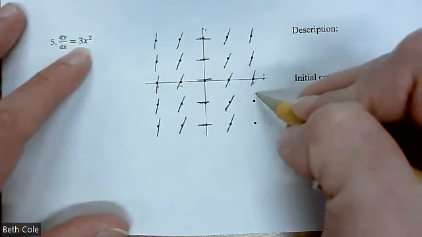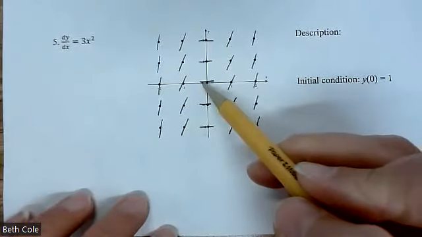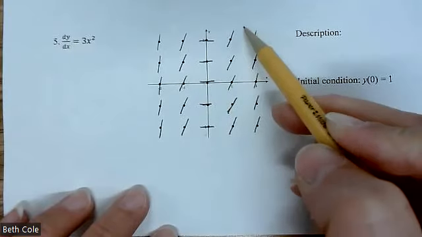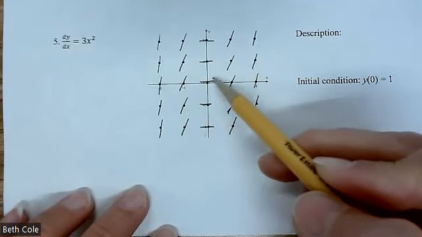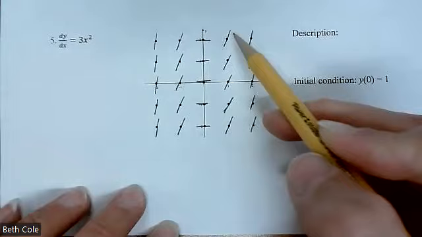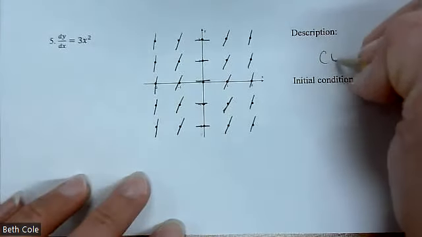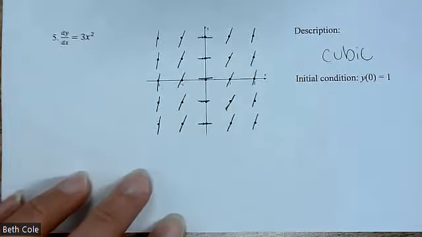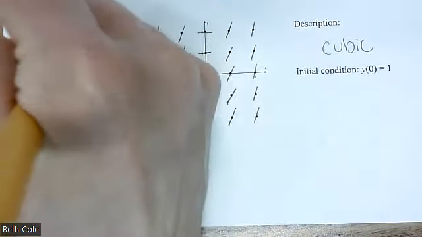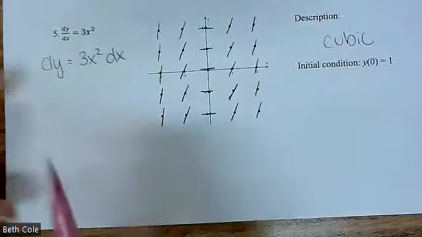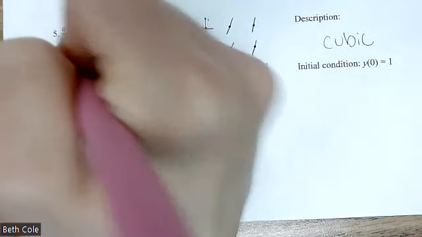So practically vertical. So if you were to draw in a 0 slope here and then have it flow along with these slopes, what would it look like? How did you describe them? Cubic, good. All right. And then when you solve this, just multiply over the dx. And what did you get for your antiderivative?